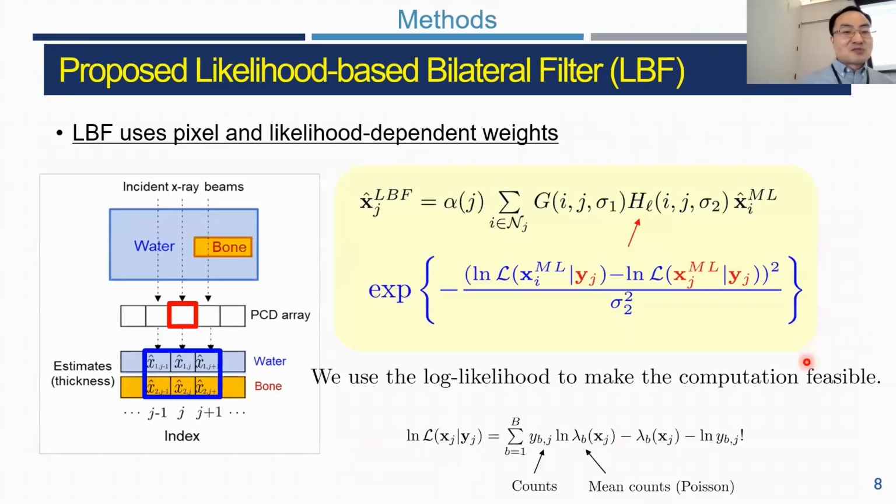So look at this. It's the mathematical description of what I have just explained, right? So if the neighborhood likelihood is close to the center, I give a large weight, otherwise it's less weight. And sigma also controls the degree of smoothing, right? But here, actually I used log likelihood instead of likelihood to make the computation feasible. So anyway, this is the proposed likelihood-based bilateral filter.